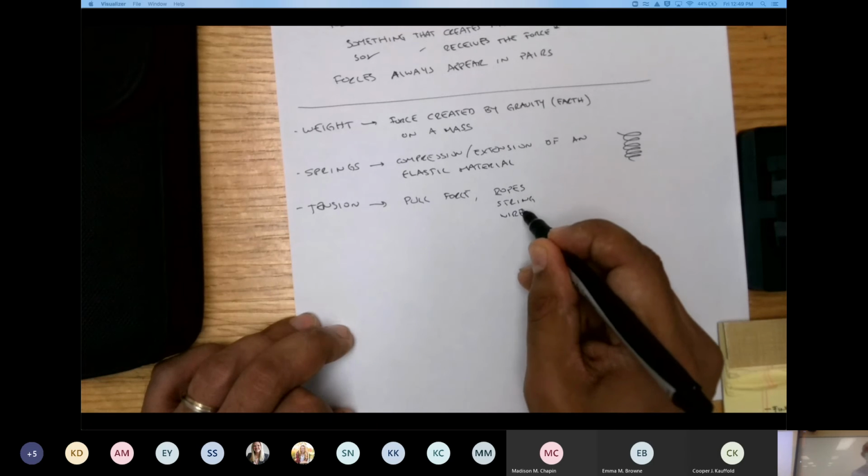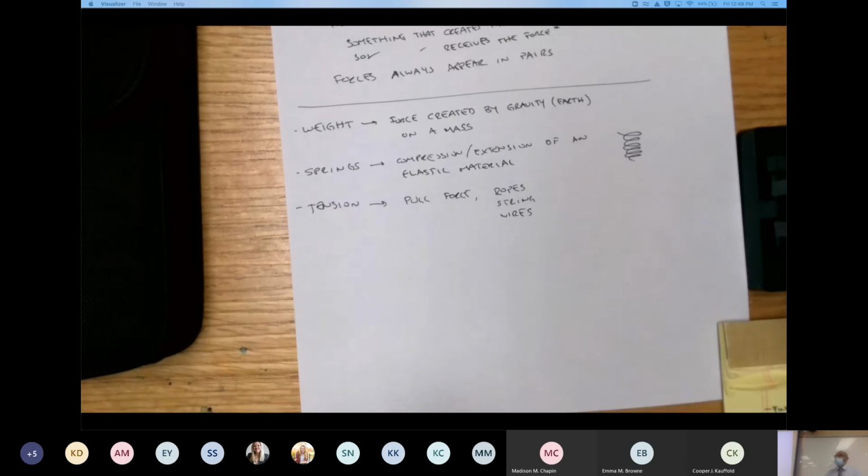Basically, objects very long and very thin create tension, and tension is a particular kind of force because you cannot push with a rope. That's the main difference. Like you cannot push with a wire. You can only pull. So that's where we will make a distinction between this particular kind of force. It is the object that creates the force.